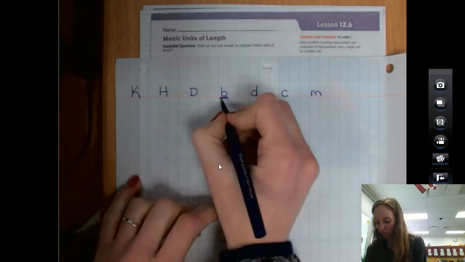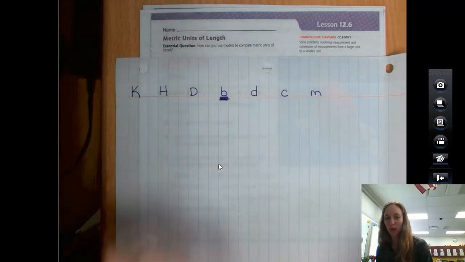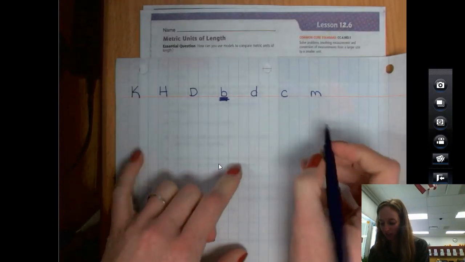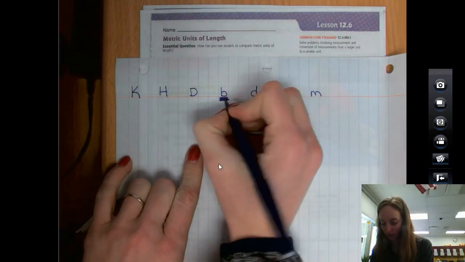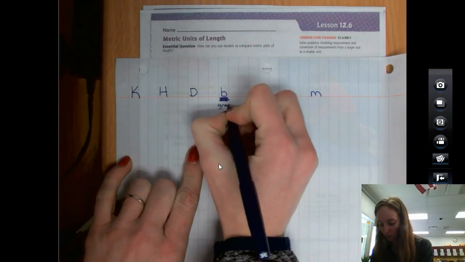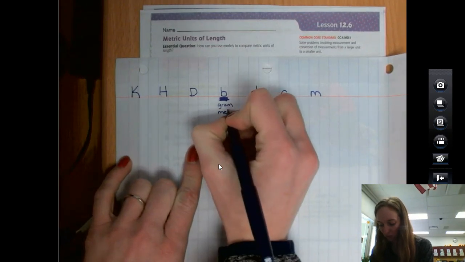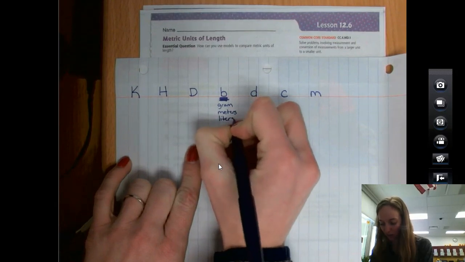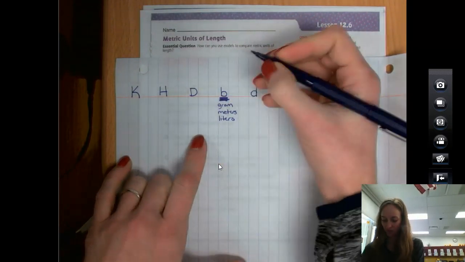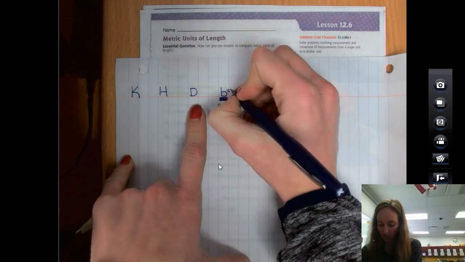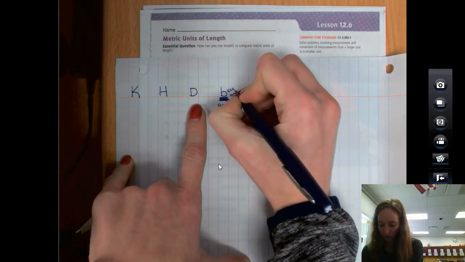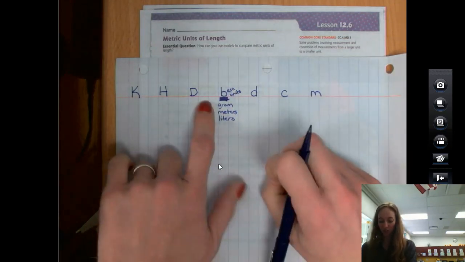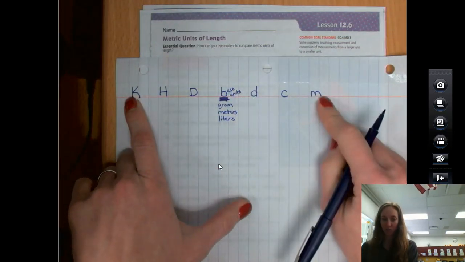I underline that B because that's my base unit. My base unit can mean different things. My base unit in the metric system can mean grams, meters, or liters. Those are my base units. I'm going to write right here, base units. That's the most important part, that you know that every single one of these is a prefix that goes in front of that base unit.